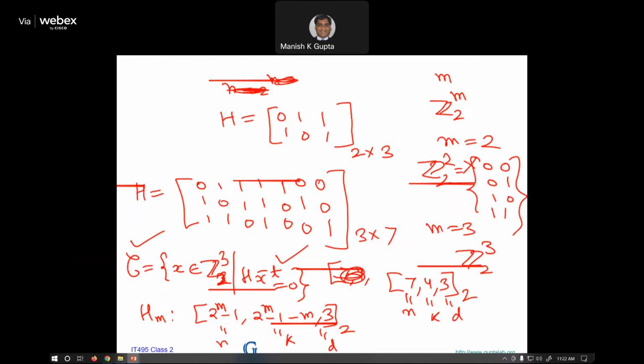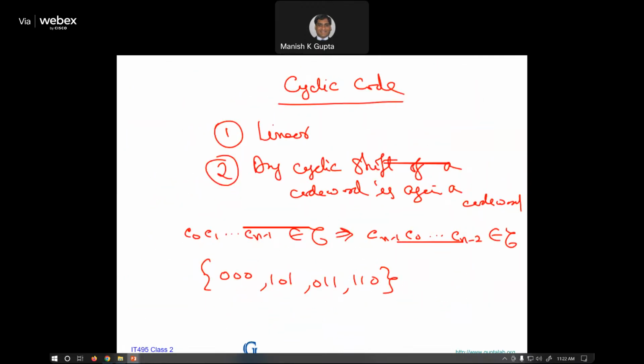First of all, it should be a linear code. Linear means it should be a subspace. It means if x and y are two vectors, the linear combination is also in C. So x plus y is in C, right? So that's a linear code, which is okay. Number one. Number two, any cyclic shift of a code word is again a code word.